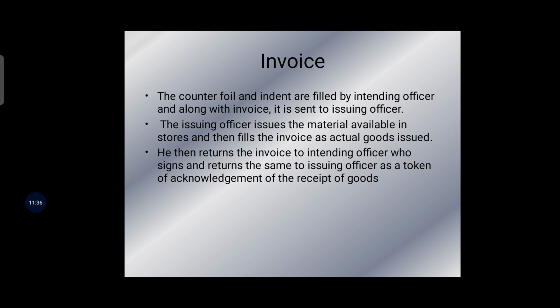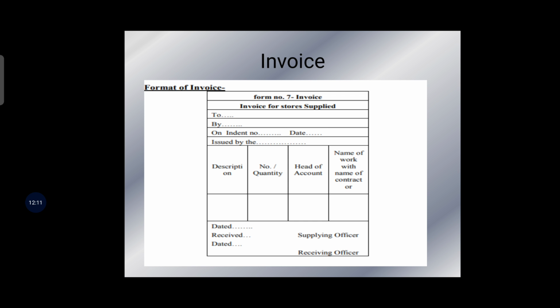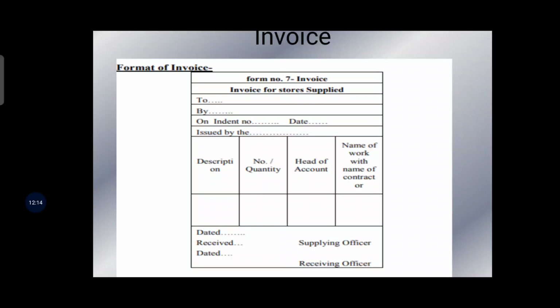Now the next one is invoice. The counterfoil and indent are filled by the indenting officer and, along with the invoice, sent to the issuing officer. The issuing officer issues the material available in stores and then fills the invoice with the actual goods issued. He then returns the invoice to the indenting officer, who signs and returns the same to the issuing officer as a token of acknowledgement of the goods received. So this is the form of invoice.